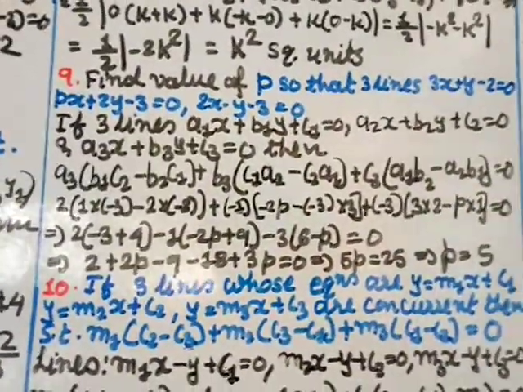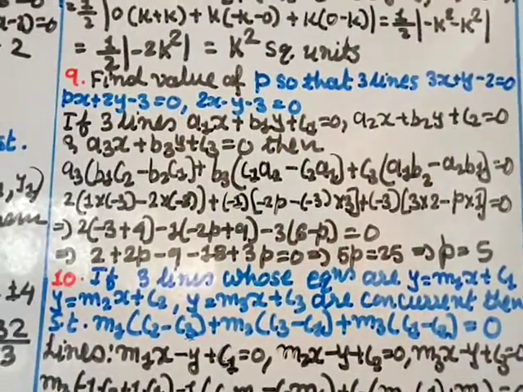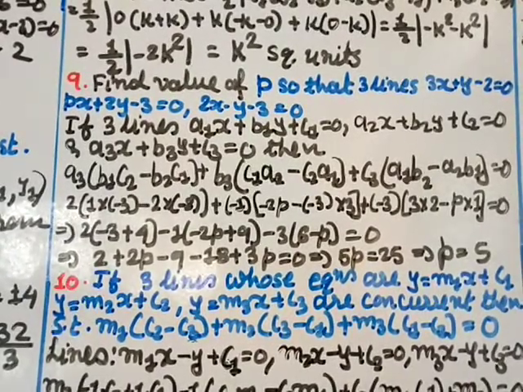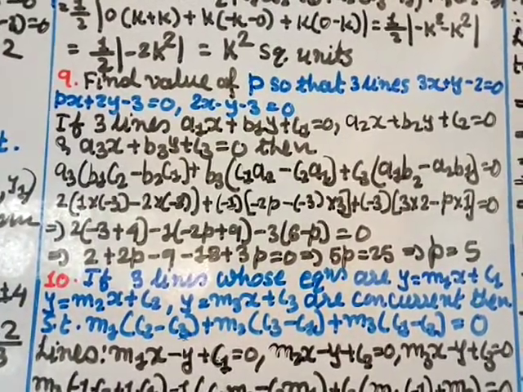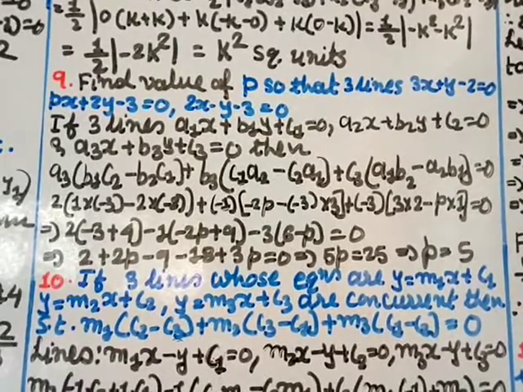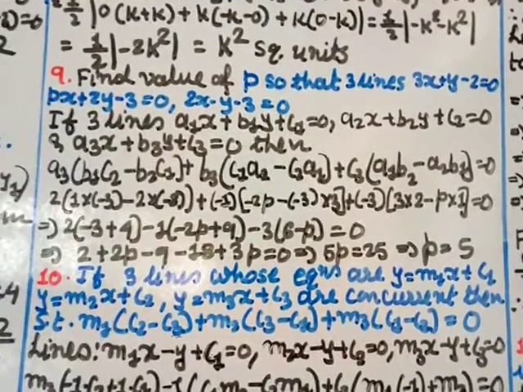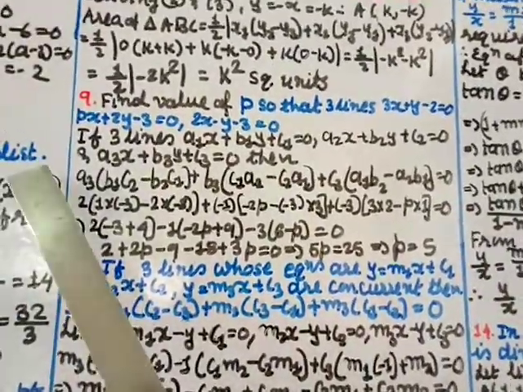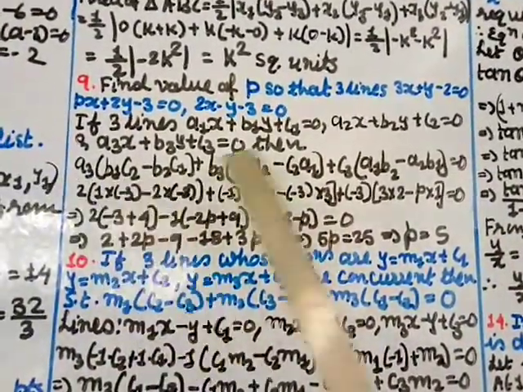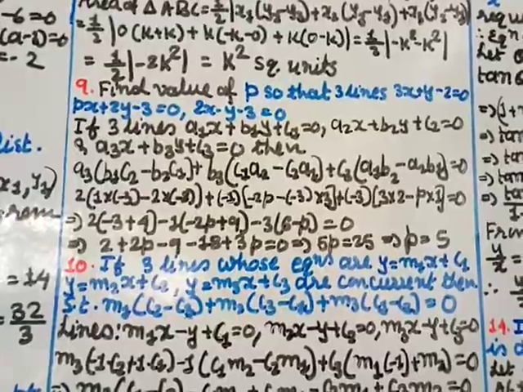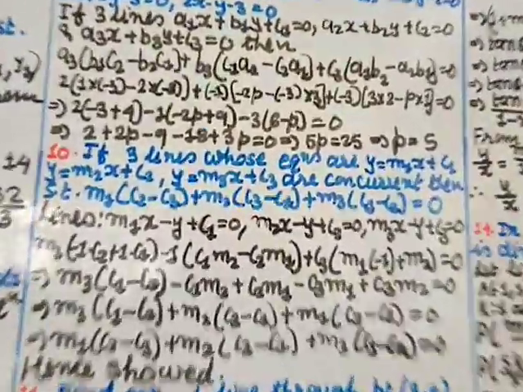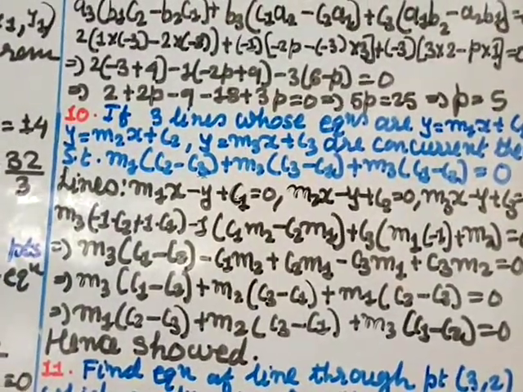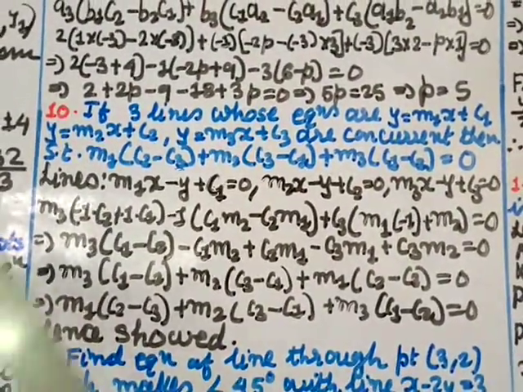The first line you can just copy similarly: three lines a1x plus b1y plus c1 equal to 0, a2x plus b2y plus c2 equal to 0, and a3x plus b3y plus c3 equal to 0. If they are concurrent, then this value is true. So I'll directly put the values of a3, b1, c2 and all the values. But before that, I'm going to write this equation in terms of ax plus by plus c equal to 0.